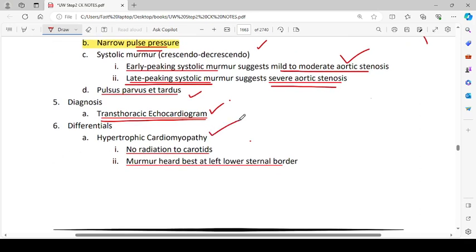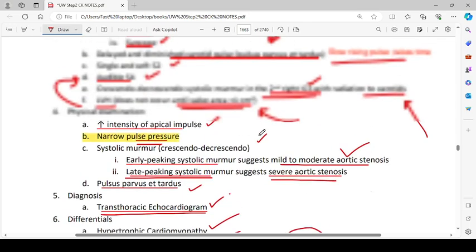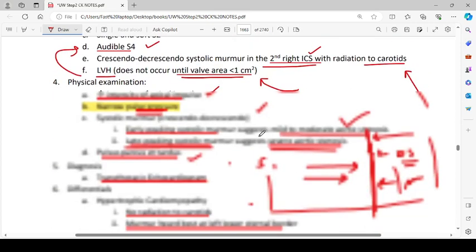Differentials include hypertrophic cardiomyopathy, but in hypertrophic cardiomyopathy, although the murmur is crescendo-decrescendo, there is no radiation to the carotids. The murmur is heard best at the left lower sternal border. While in aortic stenosis, it is heard best at the right upper sternal border in the A1 space.